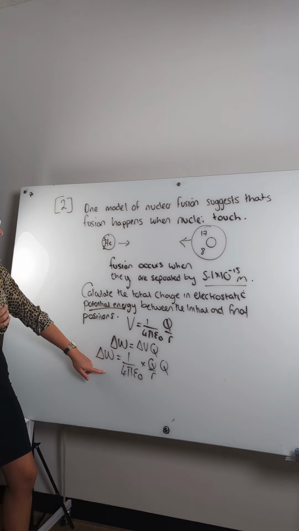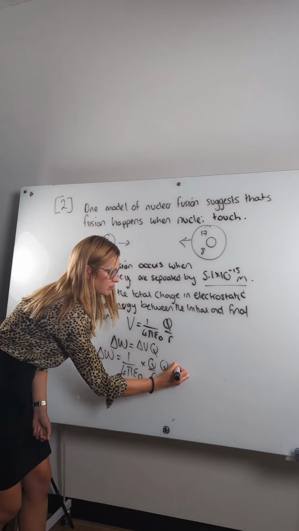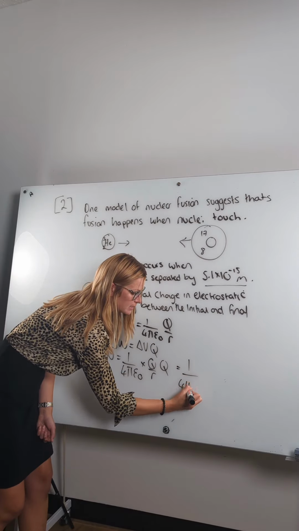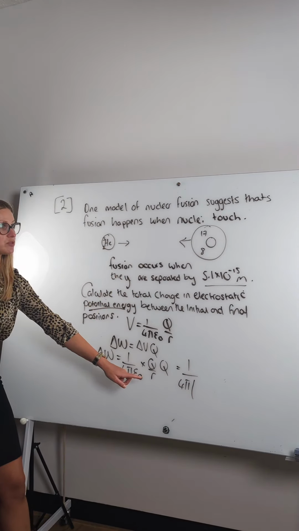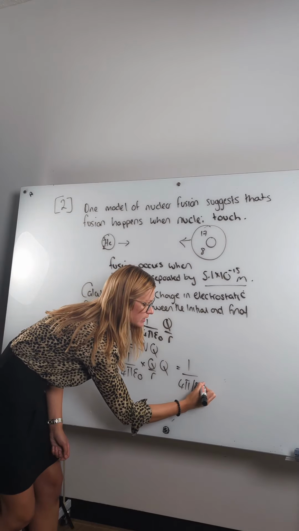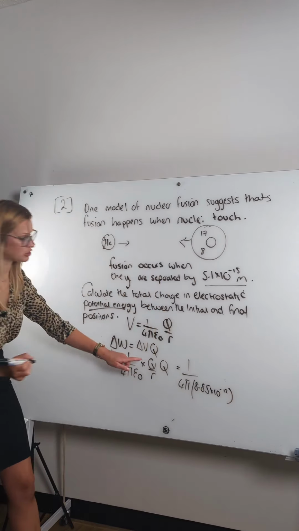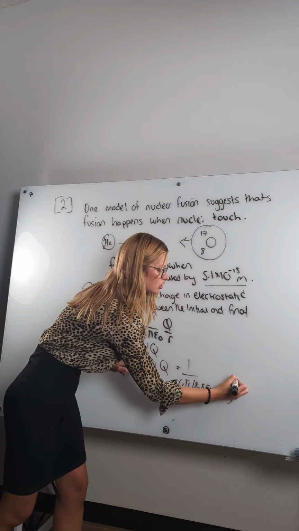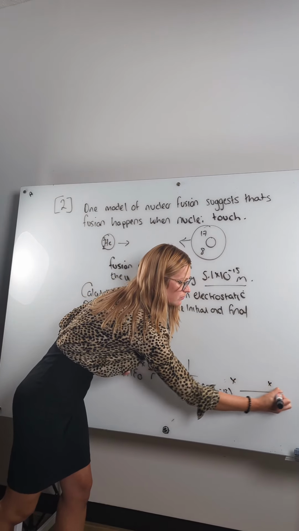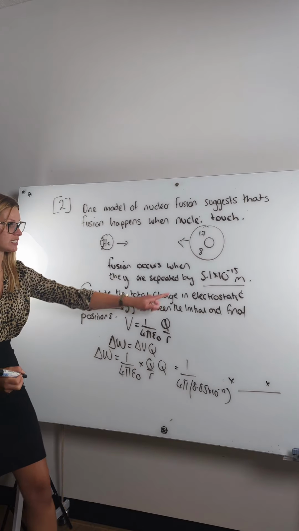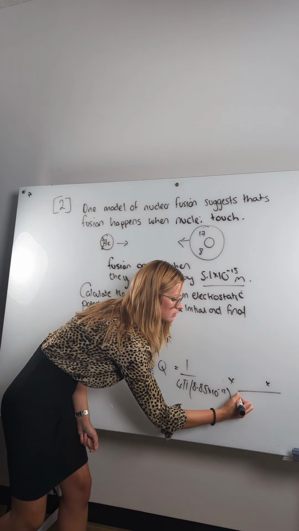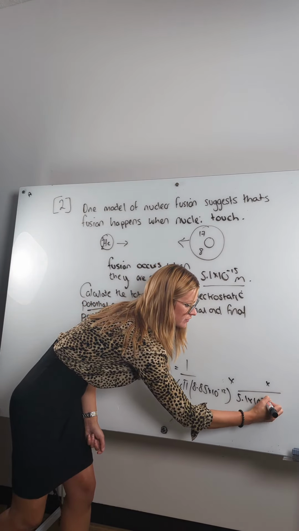So then all I want to do now is plug in my numbers. I plug in 1 over 4 pi times epsilon naught. Epsilon naught in your data sheet is 8.85 times 10 to the negative 12. I have to multiply by charge 1 times charge 2, all divided by the distance between them. The distance between them is 5.1 times 10 to the negative 15.